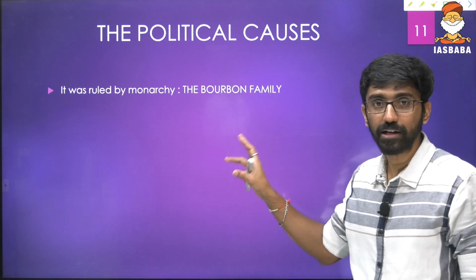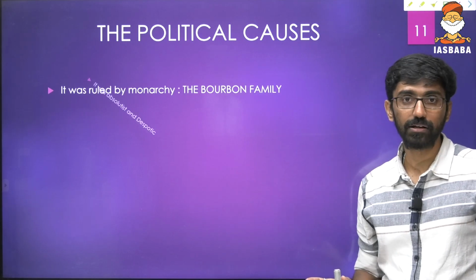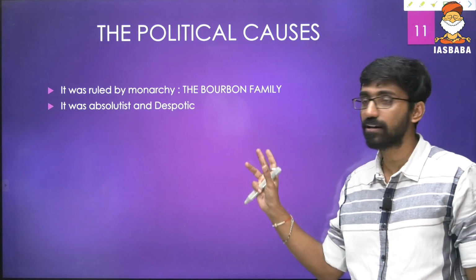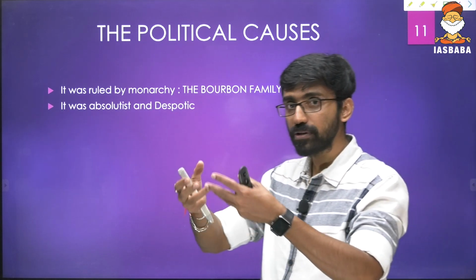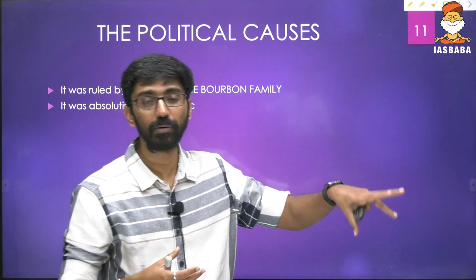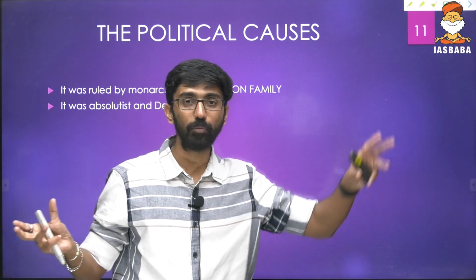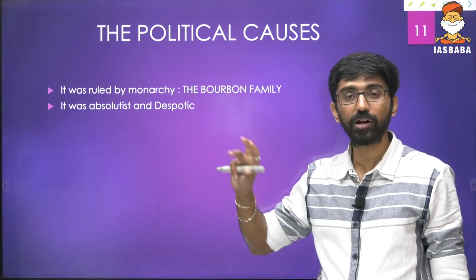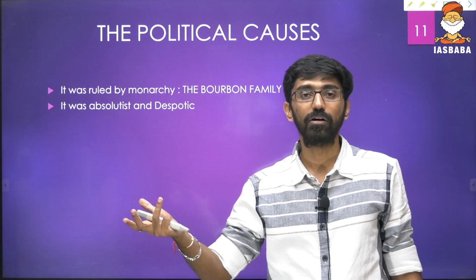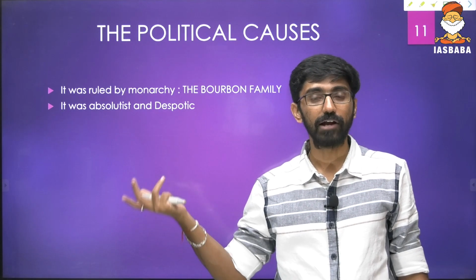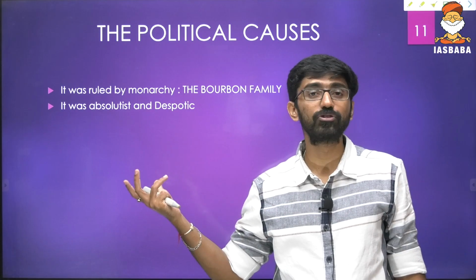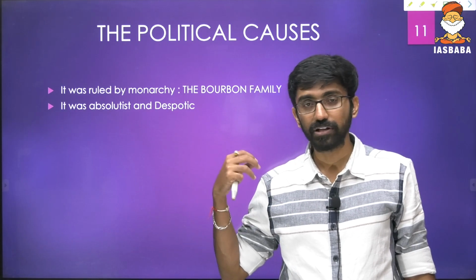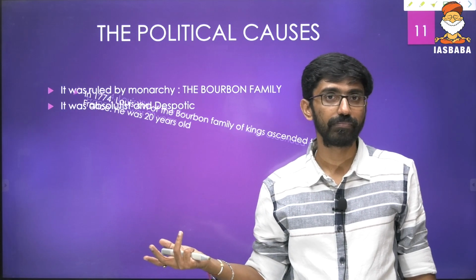Now, what are the political causes? It was ruled by a monarchy. That monarchy was the Bourbon monarchy, the Bourbon family. It was absolutist and despotic, and they had assumed these welfare duties from the nobles, but they were not doing the duty. The nobles were also not doing the duty, and the monarchy was also not doing the duty, and they were despotic. Despotic means dictators. They are the law. Whatever they did, that is the law. And it was absolutist, filled with luxurious life, filled with, we can say, nepotism, favoritism.